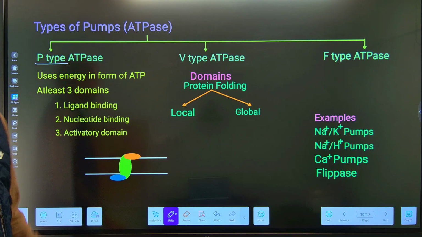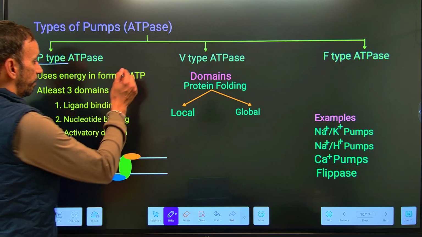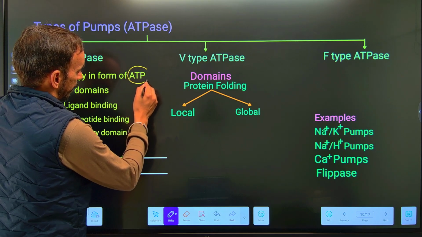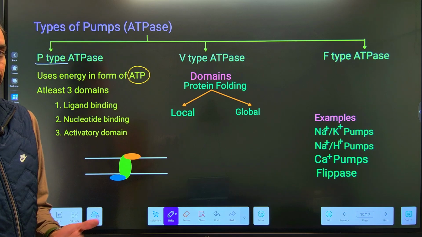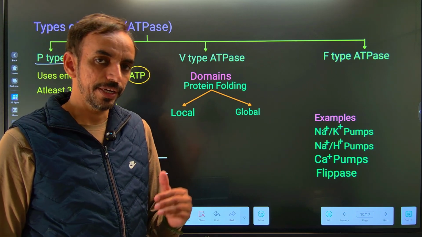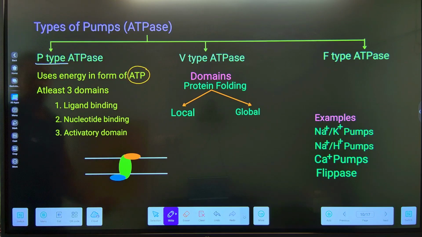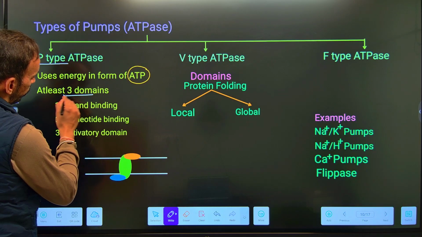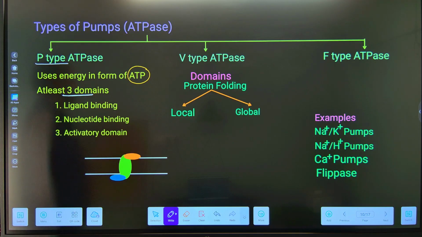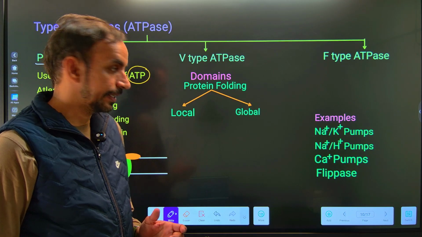Now here the investment of energy, it will be in the form of ATP. So जो ऊर्जा दी जाती है इन पंप्स को, that is in the form of ATP. Now these P-type ATPases, they have at least 3 domains. है ना. अब ये डोमेन्स क्या होती हैं बात करते हैं इसकी.